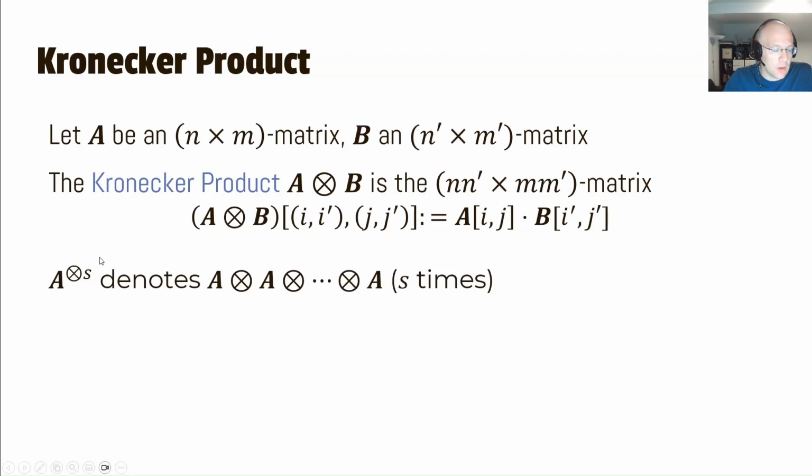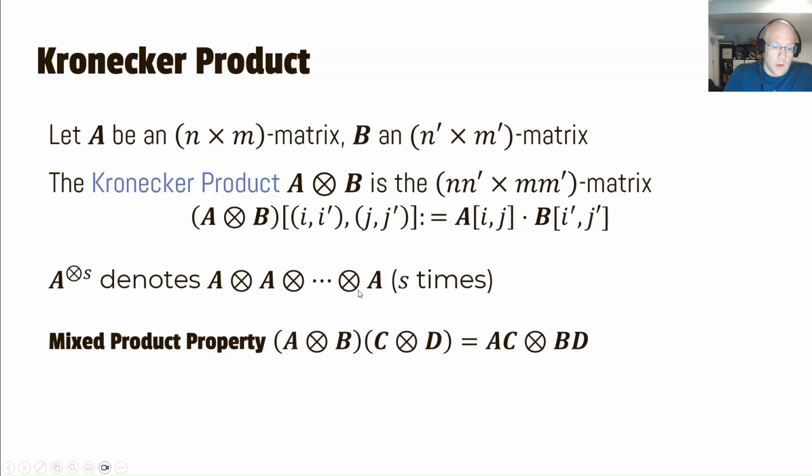We also consider the S-th Kronecker power, which is the Kronecker product of A with itself S times. There are some nice properties of the Kronecker product. It mixes in a natural way with the normal matrix product, as you can see here. And also the rank of a Kronecker power is the rank of the matrix to the power that you took.